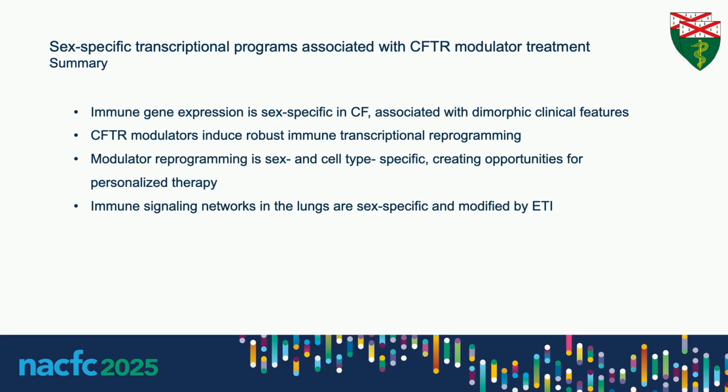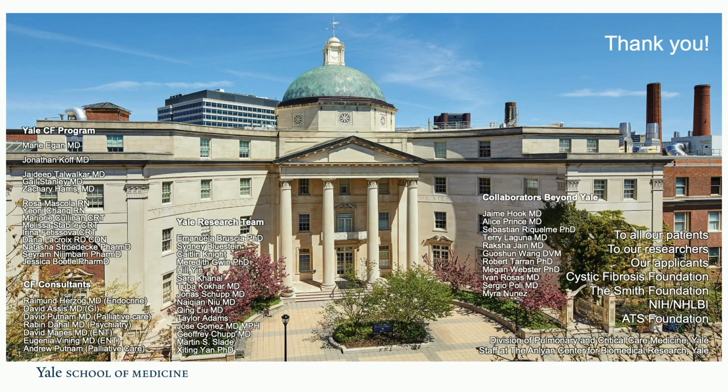So these are things that I think are worth remembering. So we have immune expression that is sex-specific in CF and is associated with these dimorphic clinical features in some cases. CFTR modulators do induce transcriptional reprogramming here. And that reprogramming that we see is sex and cell type specific. Finally, it looks like these immune signaling networks in the lung are also sex specific and modified by Trikafta, creating really great opportunities for personalized medicine and for immunophenotyping of our patients. So I'll leave you with that.